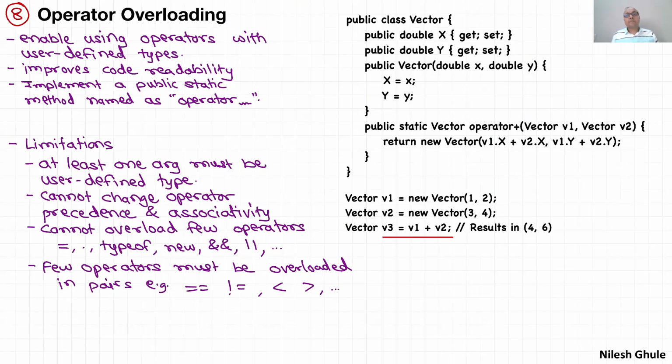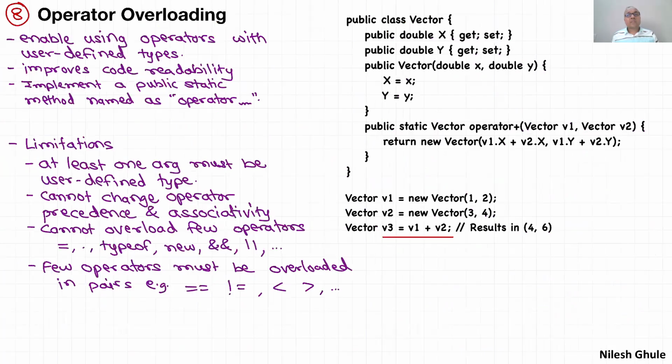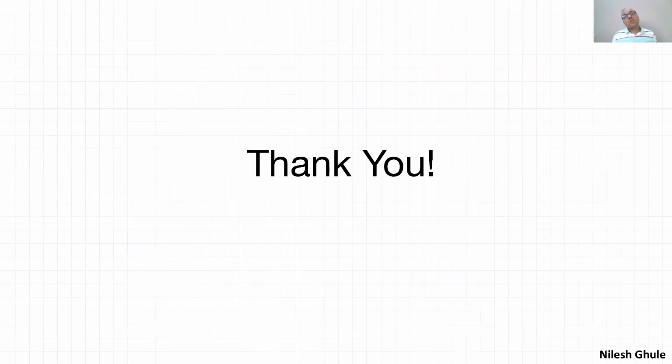So in this session, we talked about the static keyword, static fields, static methods, static properties. We talked about the static constructor. I also showed you the module initializer. We discussed the static class, and we talked about the extension methods. We discussed the const and readonly keyword. And most importantly, then we talked about the operator overloading. So in this big session, we tried to cover so many different things related to the static keyword. And I'm sure as we will progress further, you will find all these things really helpful.